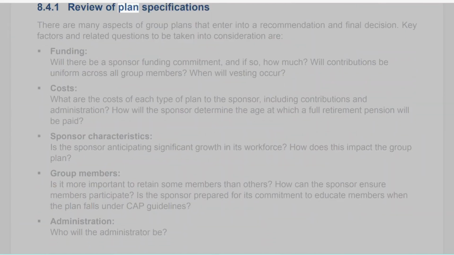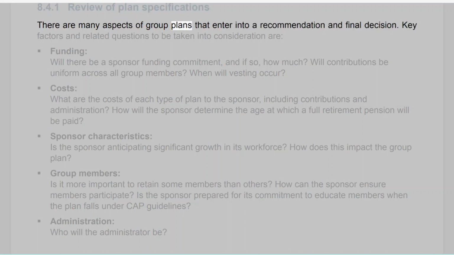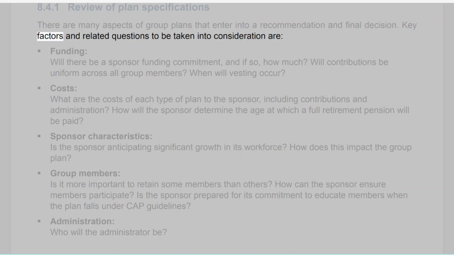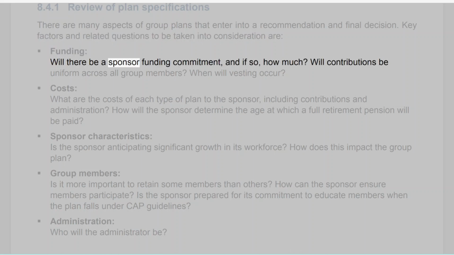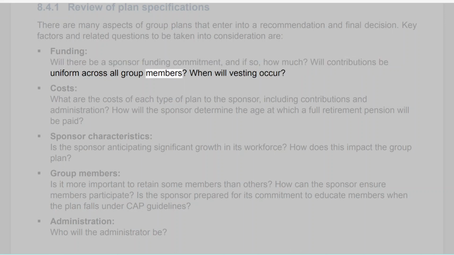8.4.1 Review of Plan Specifications. There are many aspects of group plans that enter into a recommendation and final decision. Key factors and related questions to be taken into consideration are: Funding. Will there be a sponsor funding commitment, and if so, how much? Will contributions be uniform across all group members?